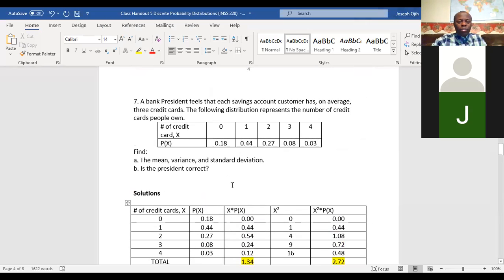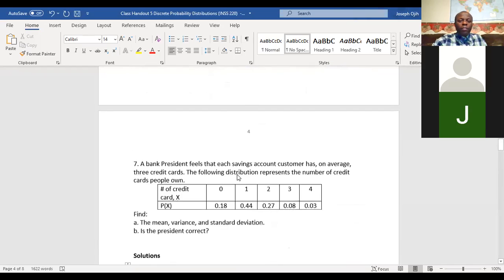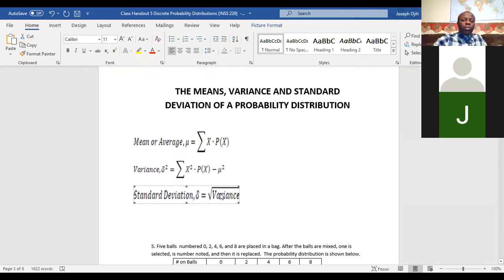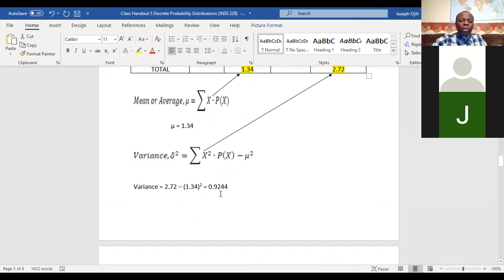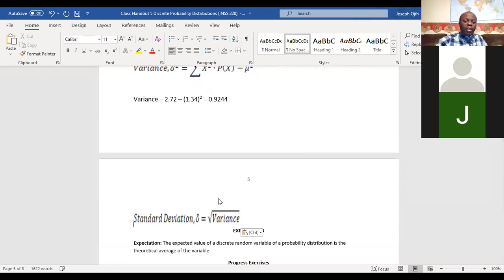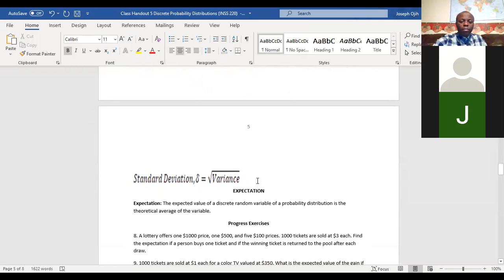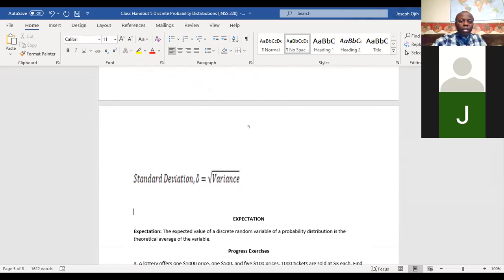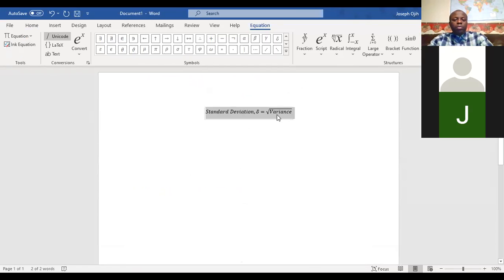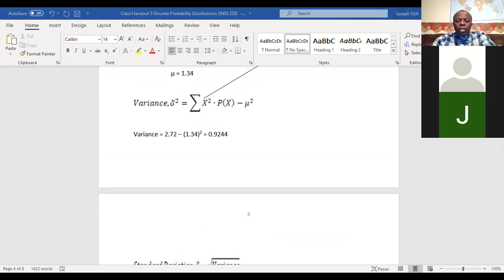And then, because the question also asks us to find the standard deviation, I'll pick up the formula for the standard deviation, which is right here. It's always the square root of variance. And our variance is 0.9244. So to get our standard deviation, it is the square root of 0.9244. Now, we can get this from Desmos.